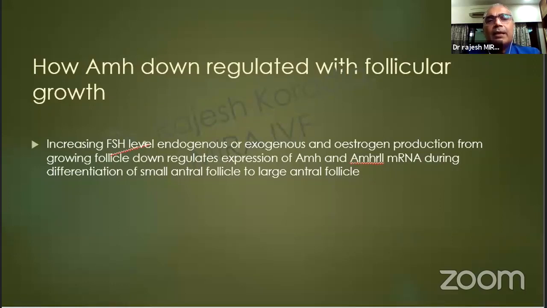So how is AMH downregulated with the follicular growth? Increasing FSH level, either endogenous or exogenous, and estrogen production. Now they are overpowering. They are now dominating over the AMH once the follicle crosses 4 to 6 millimeter, because then AMH receptors are decreasing. From the growing follicle, it downregulates the expression of AMH and AMH receptor 2 messenger RNA during differentiation of small antral follicle to large antral follicle. Now the game has changed when the follicle has grown beyond 4 to 5 millimeter.